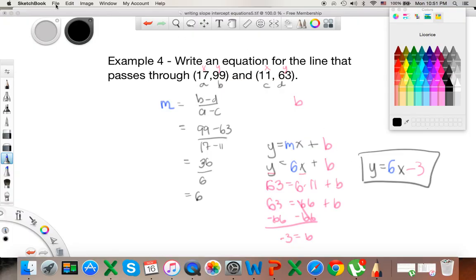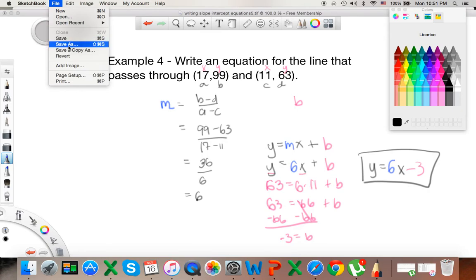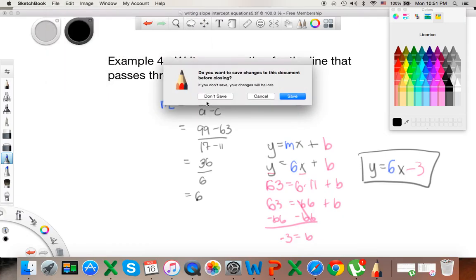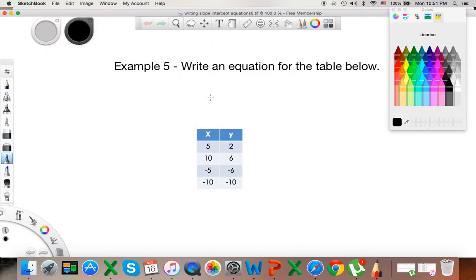All right, and the last one. Last slide, last example. Let's take a look at writing an equation for a table. So again, we need to find slope and y-intercept in order to be able to find the equation.